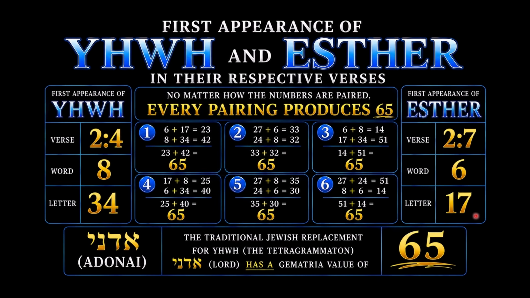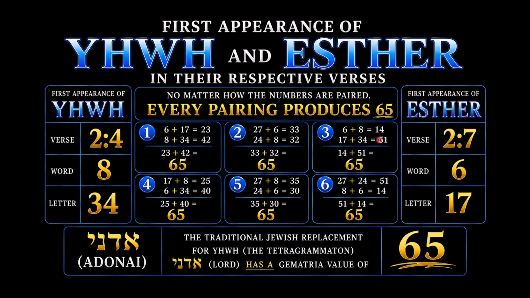Remarkably, no matter how these numbers are paired and regrouped, the calculations repeatedly sum to the same value of 65. For example, 6 plus 17 equals 23, and 8 plus 34 equals 42. Then 23 plus 42 equals 65. 27 plus 6 equals 33, and 24 plus 8 equals 32. Then 33 plus 32 also equals 65.